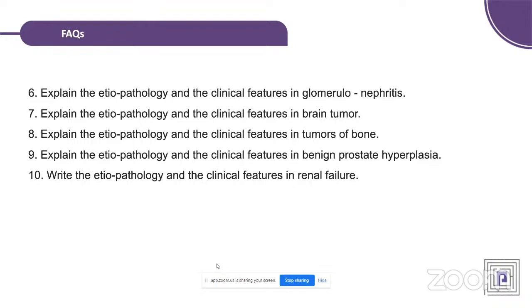The other symptoms include hypertension, like increased BP, and altered consciousness because of azotemia, increased blood urea nitrogen in renal failure. The CNS symptoms also will occur.